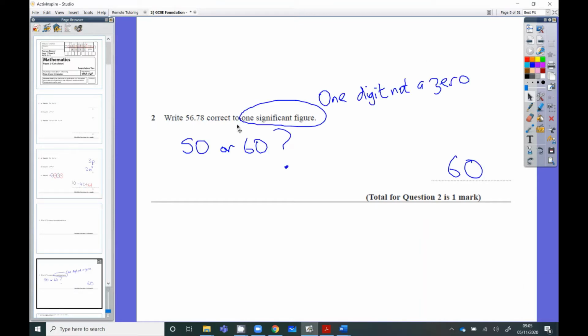And when you think about it, we can see that 56.78 is clearly closer to 60 than 50. Those were the two options we were choosing between.